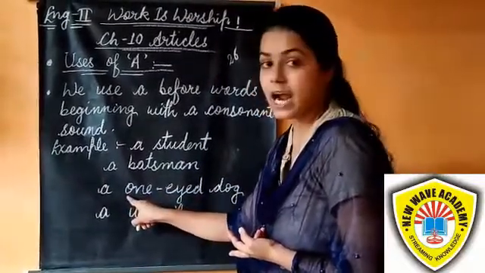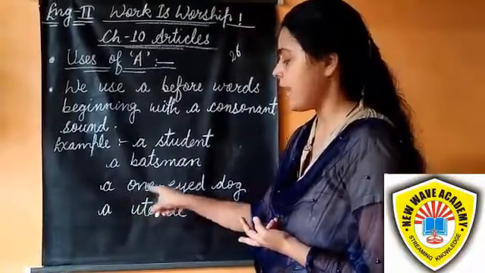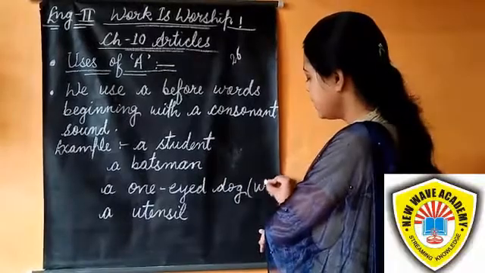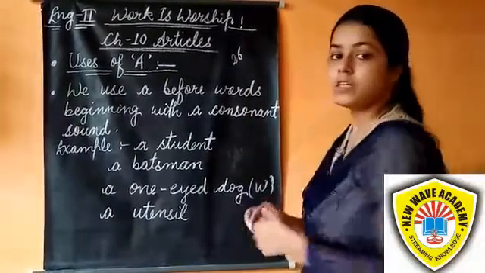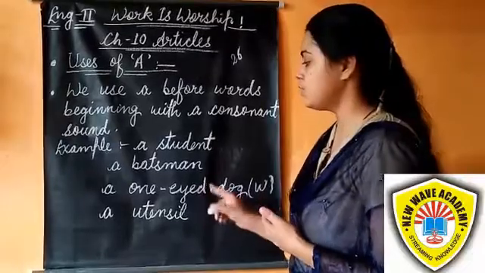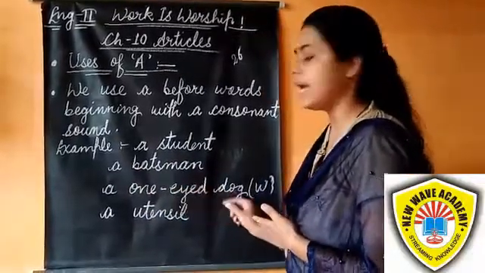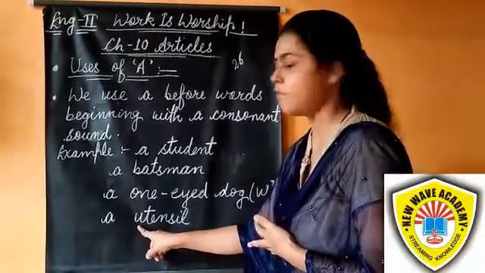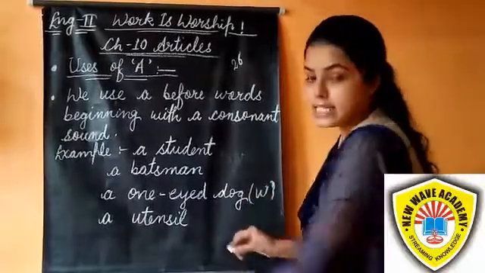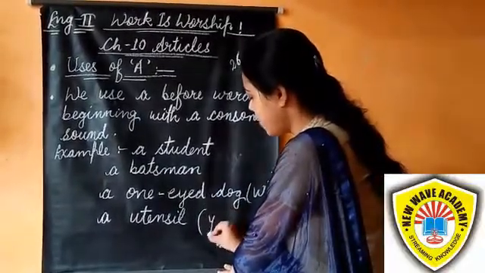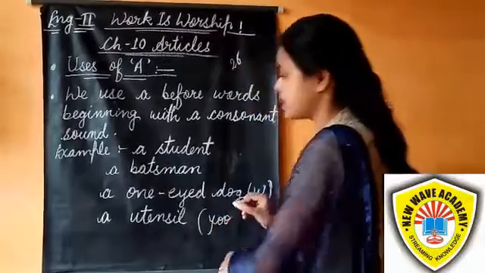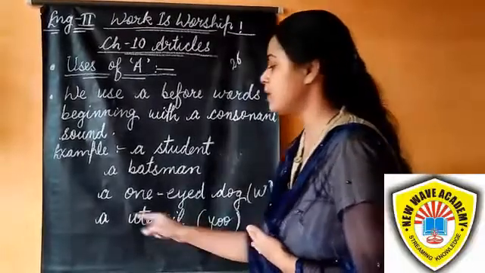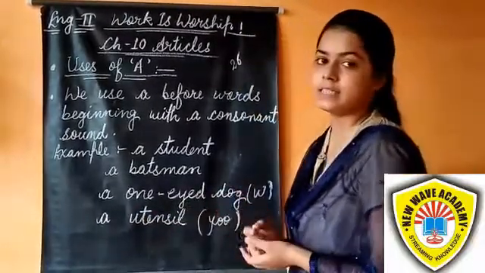Let's see, one starts with the vowel O-N-E, but when we pronounce one, it begins with W, a consonant sound. So we put a before one-eyed dog. Similarly, a utensil. Students, it starts with a vowel, but when we pronounce utensil, it has a consonant sound. So we put a before utensil.